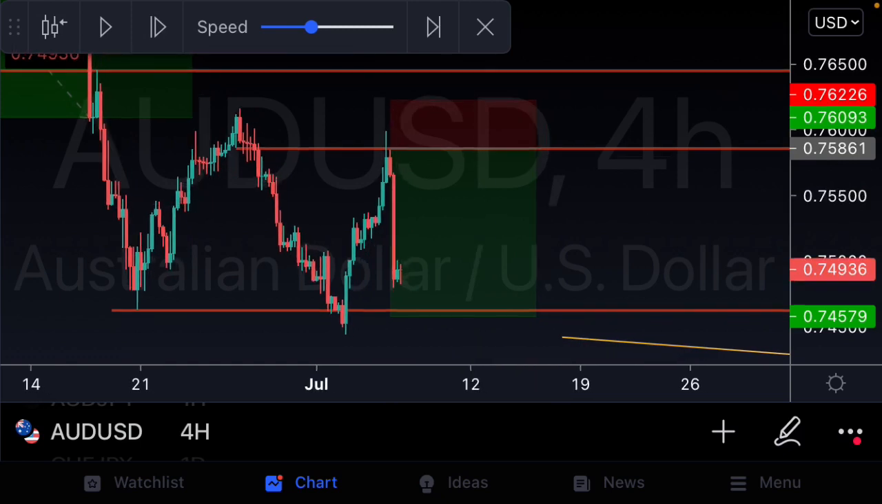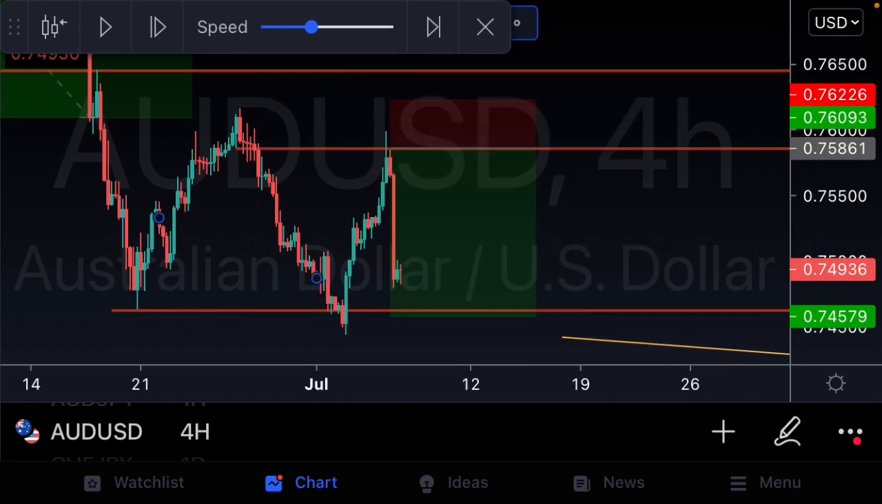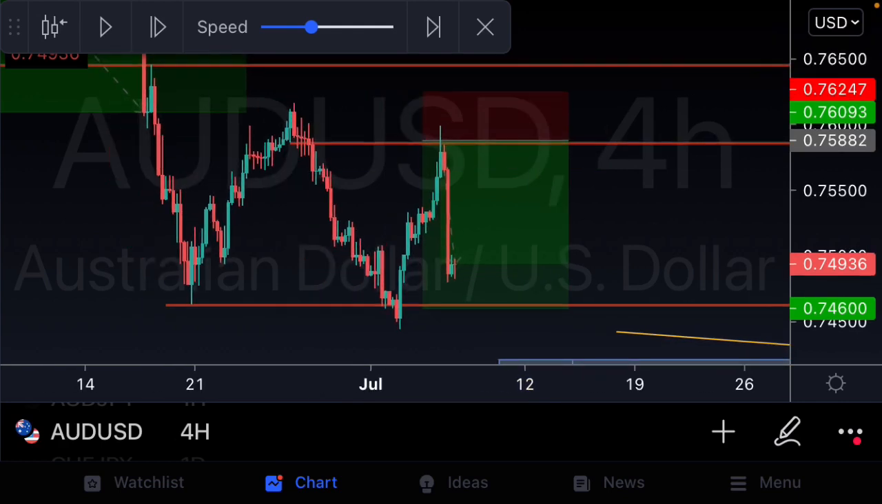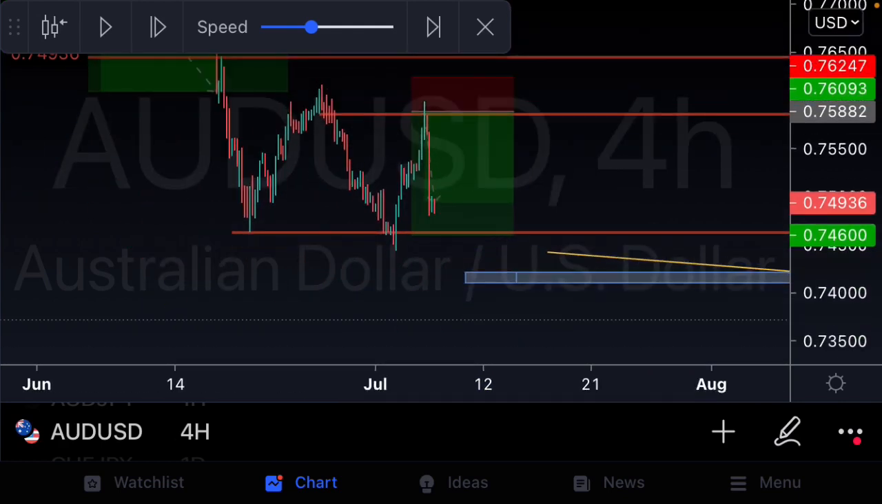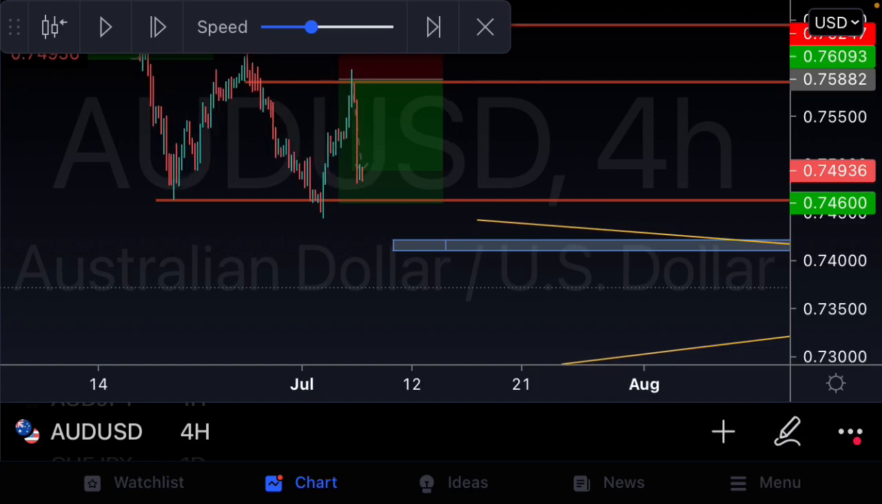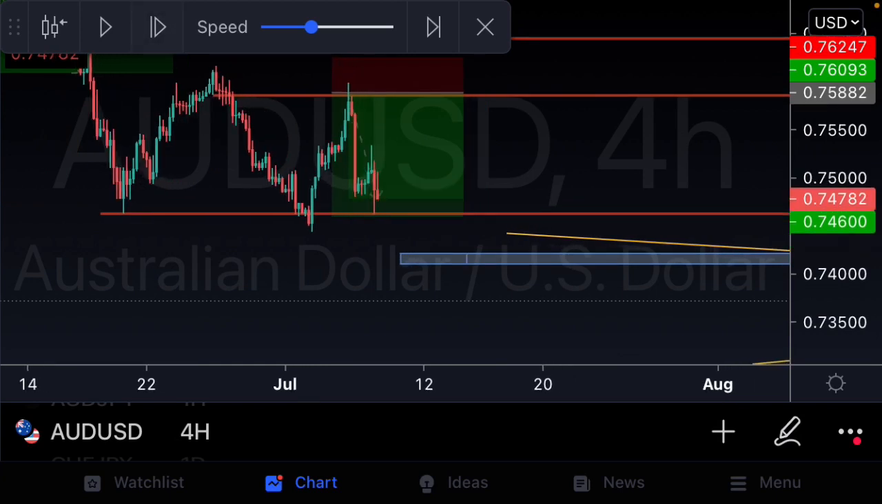If you guys see this entry, we literally just got tagged into this position and prices just ran away in the direction that we are looking to trade. So nice, amazing entry on AU in this case, if we were trading these order blocks. But let's continue this market and see what we can see afterwards.